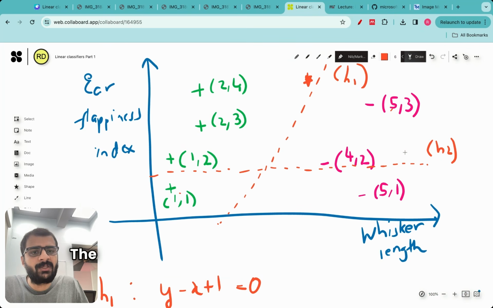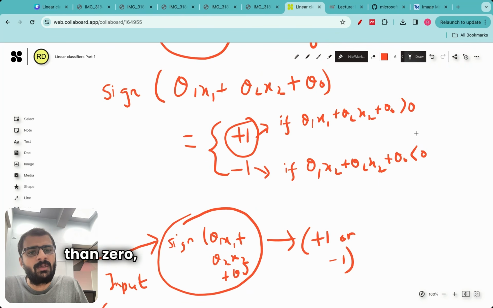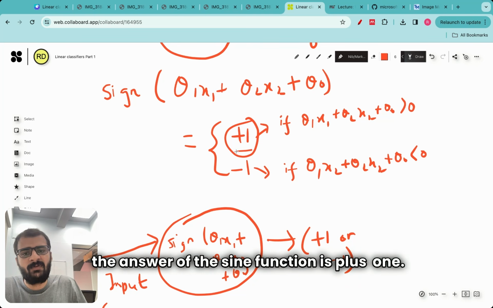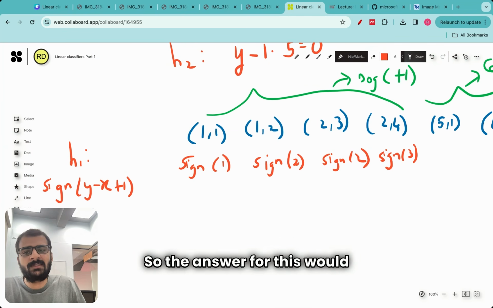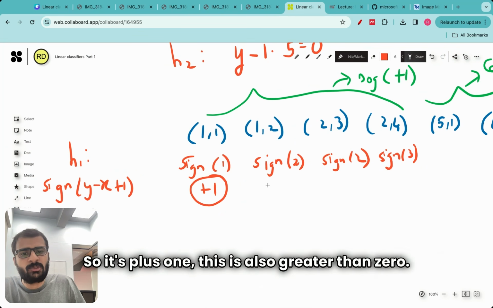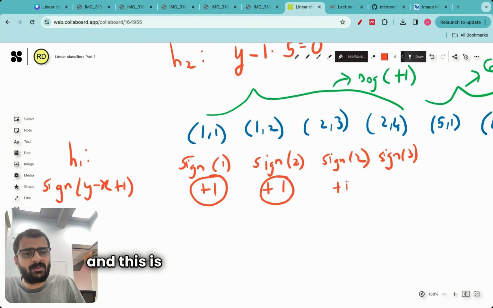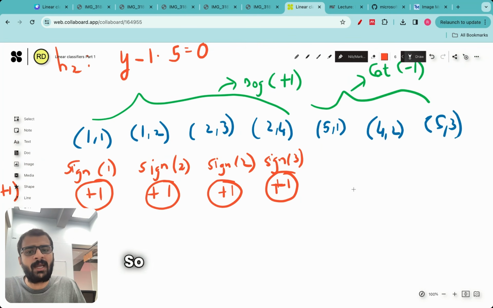Now let us see the sine function. The sine function basically is just, if something is greater than 0, the answer of the sine function is +1. If something is less than 0, the answer of the sine function is -1. So the answer for this would be, this is greater than 0, so it's +1. This is also greater than 0. 2 is greater than 0, right? So this is also +1, this is +1, and this is +1, since all of these inputs of the sine function are greater than 0.